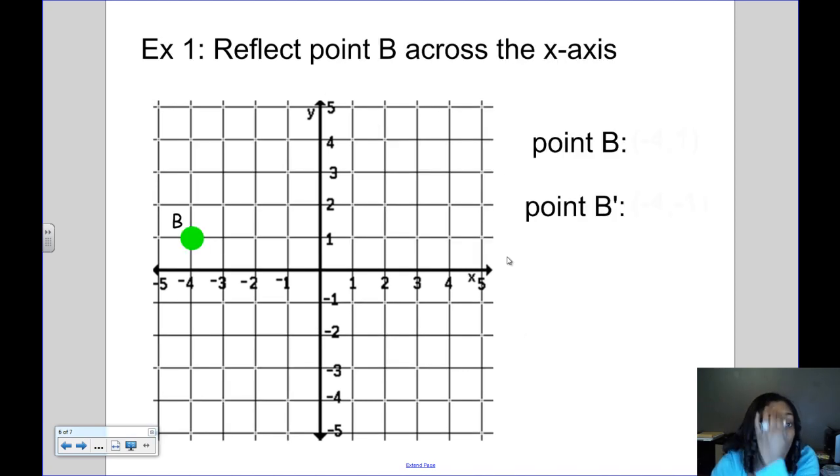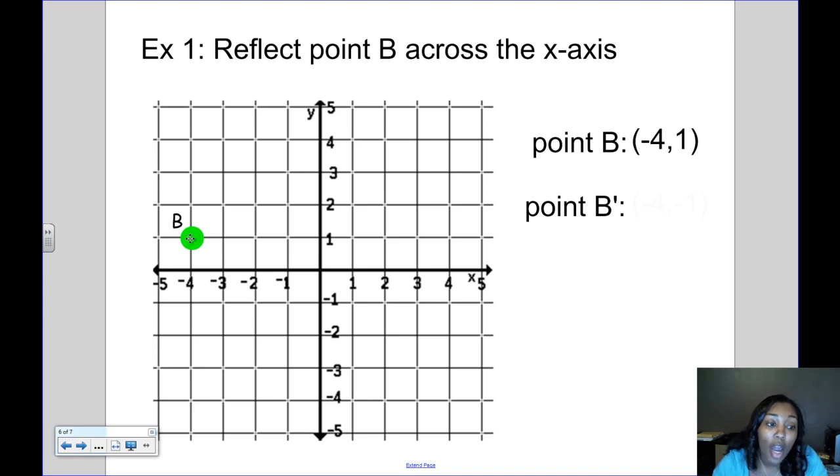So let's do an example. So we want to reflect point B across the x-axis. So the first thing we want to do is locate where point B is. So right now we see that point is -4, +1. And so the coordinates would be -4, 1. So now we want point B to be reflected across the x-axis. So we want it to flip across the x-axis.